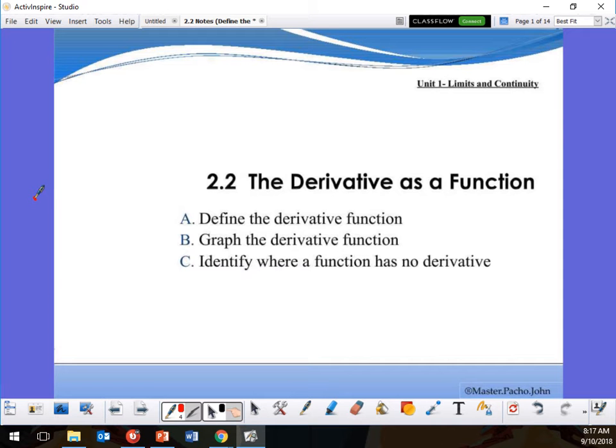Good morning. All right, so 2.2, derivative as a function. Define the derivative of a function. Graph the derivative of a function and identify where a function has no derivative.